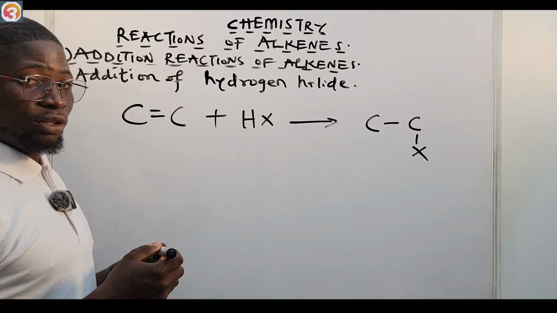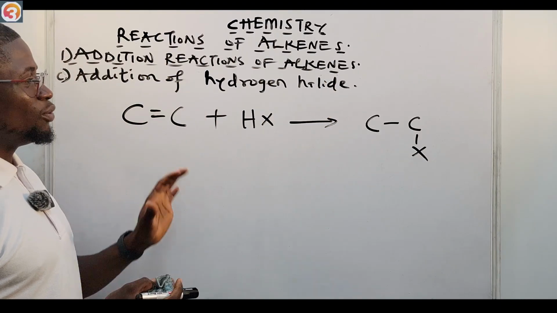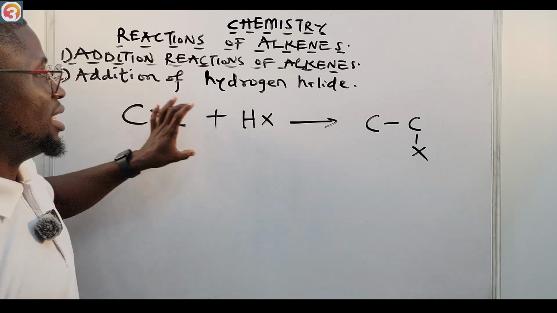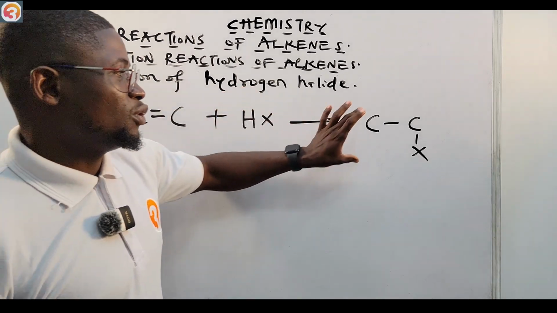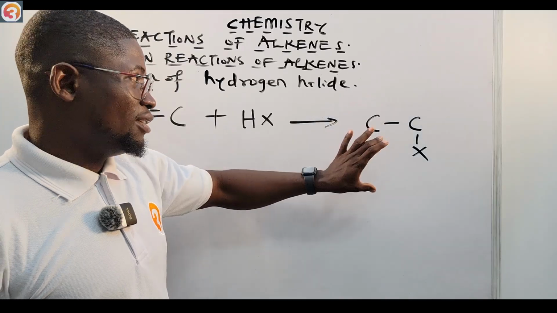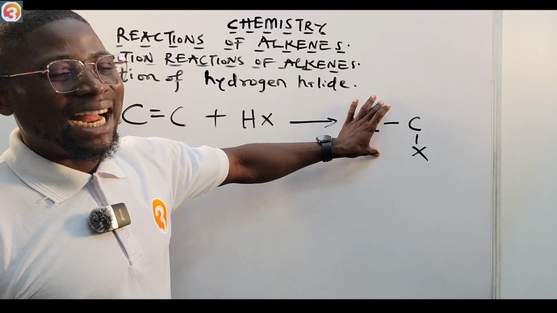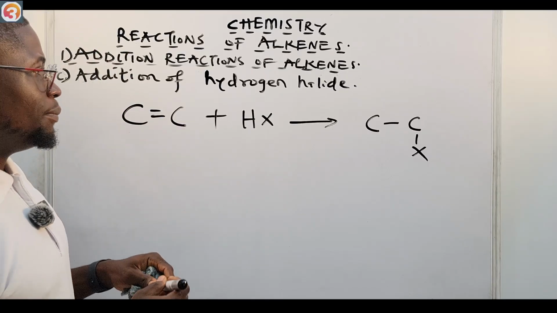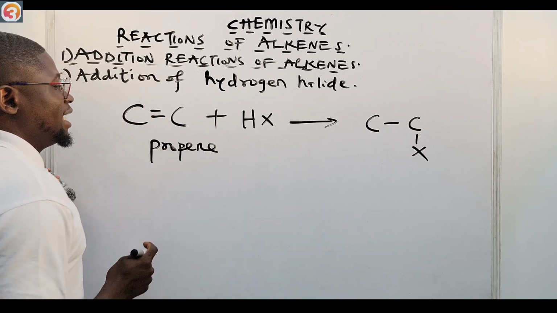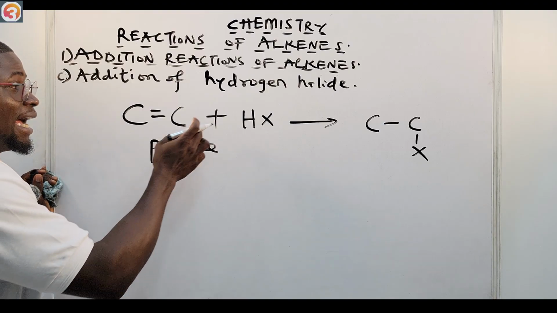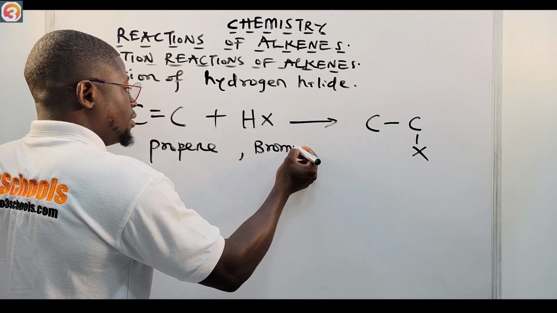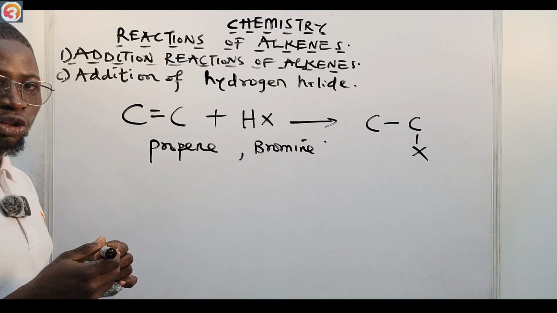So this is what happens in addition of hydrogen halide, whereby alkenes react with hydrogen halide to give us an alkyl halide, or a haloalkane. Let's say, for example, the alkene is propene, and let us say the halogen is bromine. That means we can now write our reaction pathway.